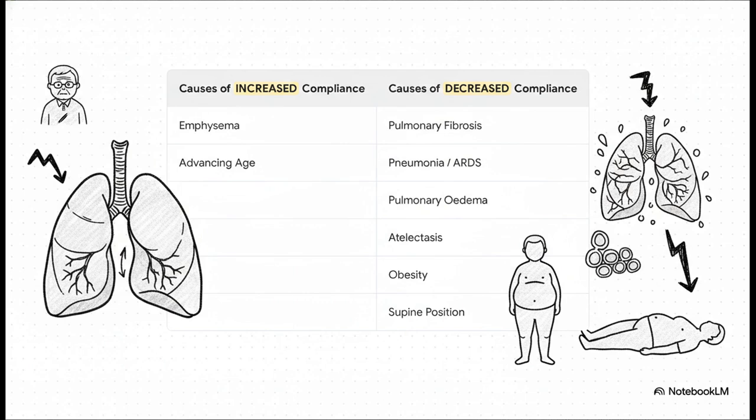On the left, you've got things that make the lungs more compliant, or floppy. Think of emphysema, where all that elastic tissue is destroyed. On the right, though, is the scenario we see all the time, decreased compliance. This is our stiff lung. The causes are a laundry list of things we deal with daily: fibrosis, pneumonia, ARDS, fluid in the lungs, collapsed alveoli, even just obesity or having a patient lie flat on their back.